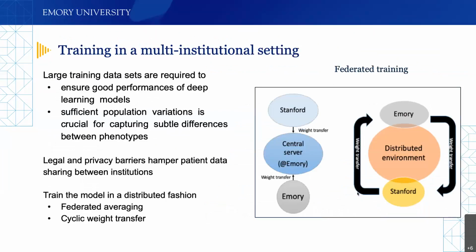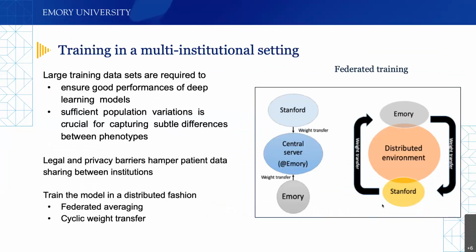So federated learning actually allows us to train the NLP model without sharing the data between the institutions. So we are just sharing the model weights rather than sharing the actual data, which actually covers a lot of legal and privacy barriers because we are not sharing any patient data.